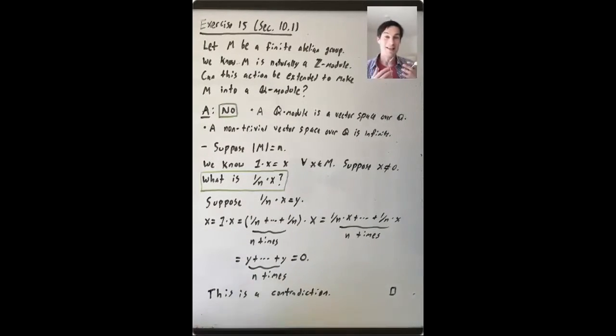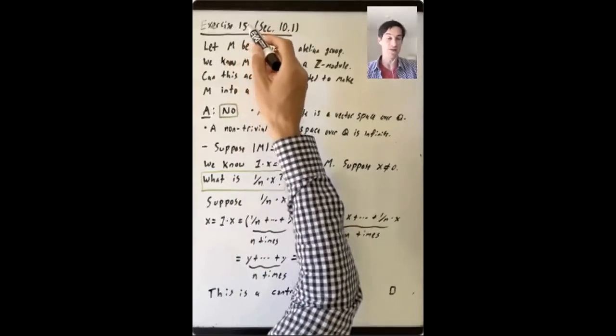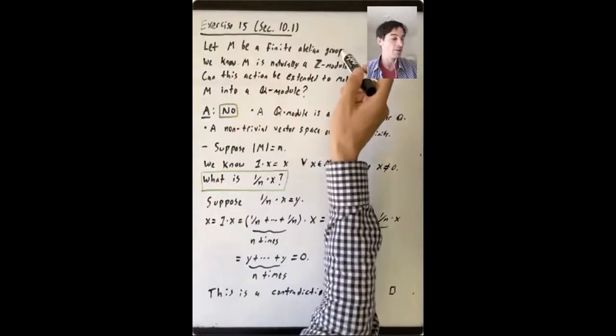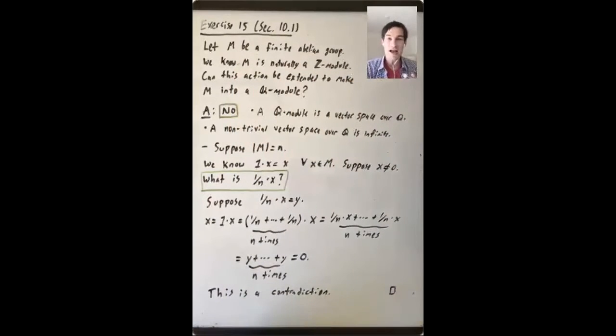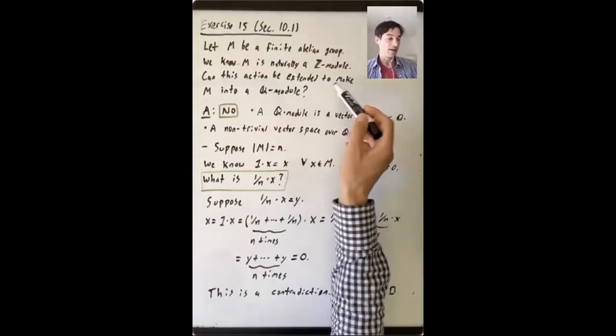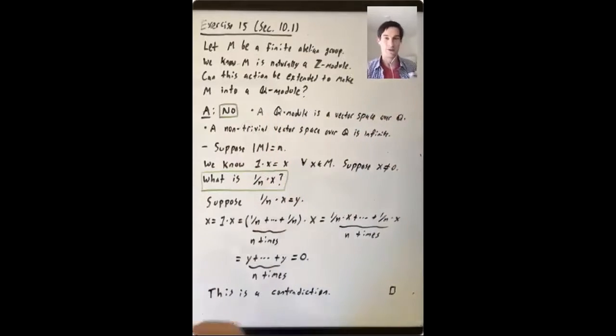And in this video, what I want to do is show you two examples of questions like that where the answer is no. So the first one is exercise 15 in section 10.1 of Dummit and Foote. Let's say M is a finite abelian group. We know that M is naturally a Z module. So we've seen that there is a unique action of Z on M that turns it into a Z module. And the question is, can this action be extended to make M into a Q module?